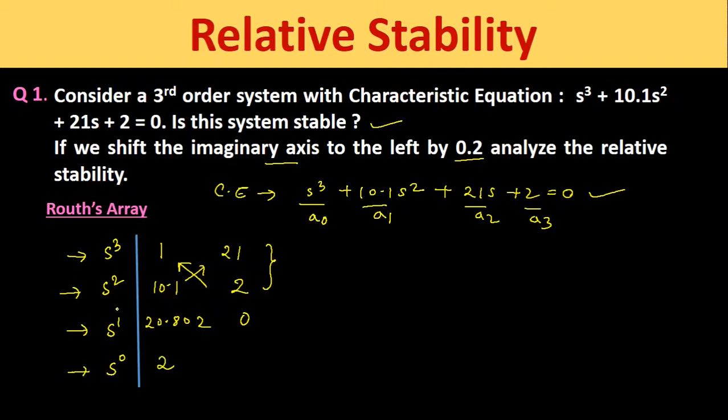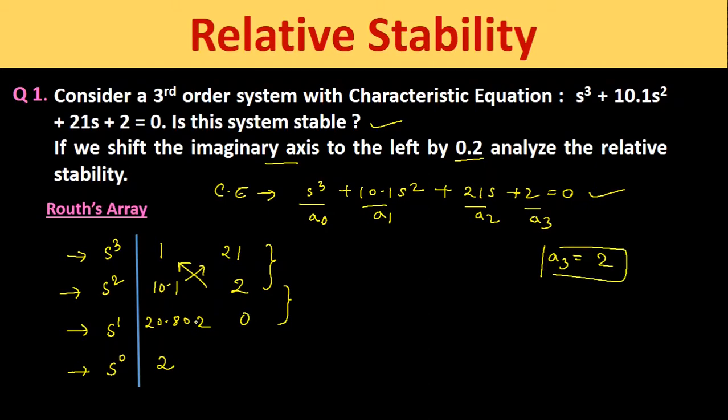So we have to solve this s to the power 2 row and s to the power 1 row to find out the first term in the s to the power 0 row, or we can directly write from this characteristic equation: the first term of this s to the power 0 row will always be equal to the last coefficient of the characteristic equation. So here the last coefficient is a3, and a3 is equal to 2, as given.